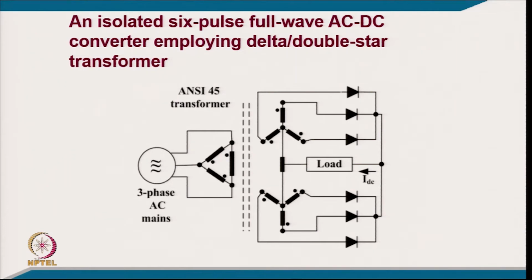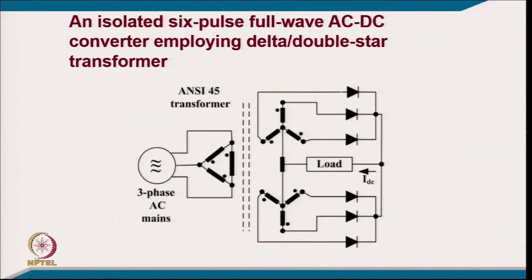We use the interphase transformer so that this half bridge and this half bridge work simultaneously to carry current. Otherwise, if you do not have the interphase transformer, then out of 6 only one diode will conduct. But here you can have conduction of one diode from this half bridge and another from this half bridge, and that we call a 6 pulse converter. This is what we call a kind of full wave.